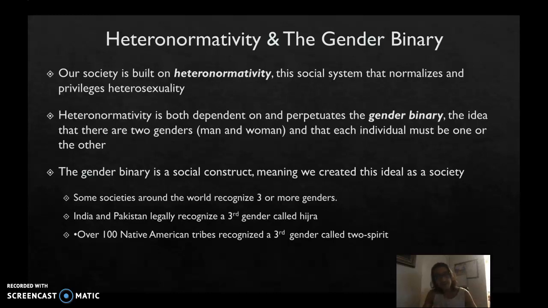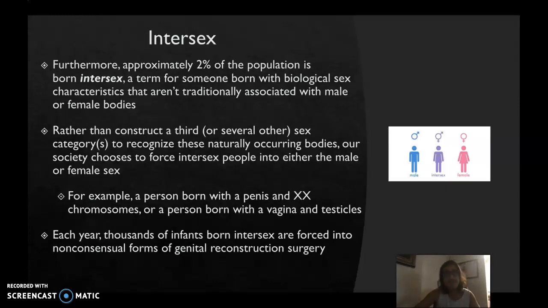For instance, in India and Pakistan, they recognize a third gender called Hijra, and over 100 Native American tribes in the United States recognize a third gender called Two-Spirit. So depending on what culture you're in, depending on what society you're in, different societies socially construct different categories for people to identify within their gender. And like I mentioned, here in the United States, we're becoming increasingly open to this idea that gender does not exist in a binary, but rather a spectrum, and the same thing for sexuality as well.